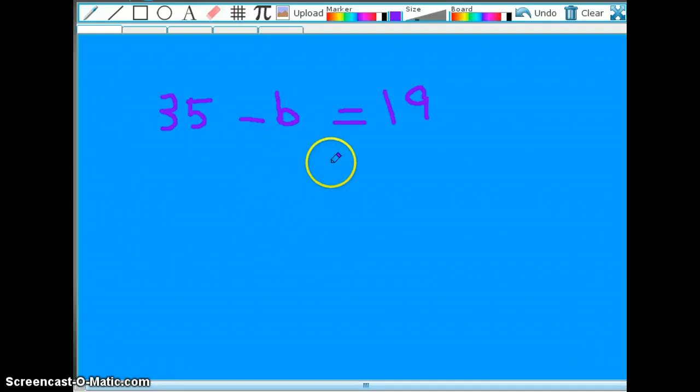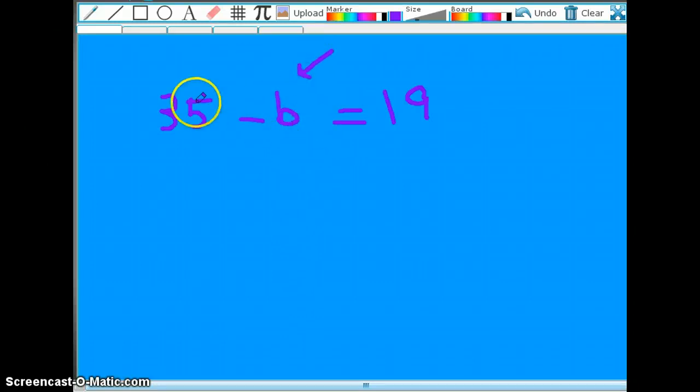Now I want to explain how to solve a one-step equation when you have a subtraction involved in the equation, when you're subtracting. It's something that needs to be understood, and many times there is confusion in this area. Is that a negative b, or is that a positive b, or is that a subtract b?